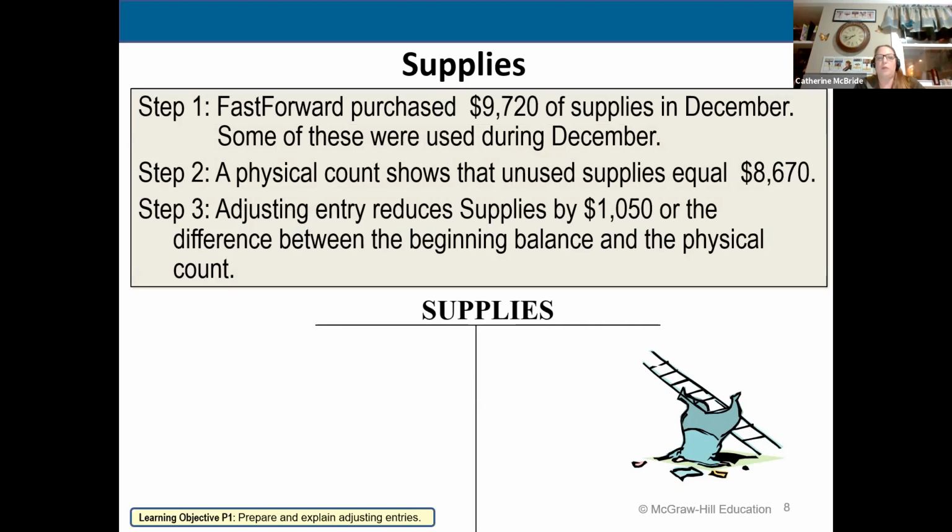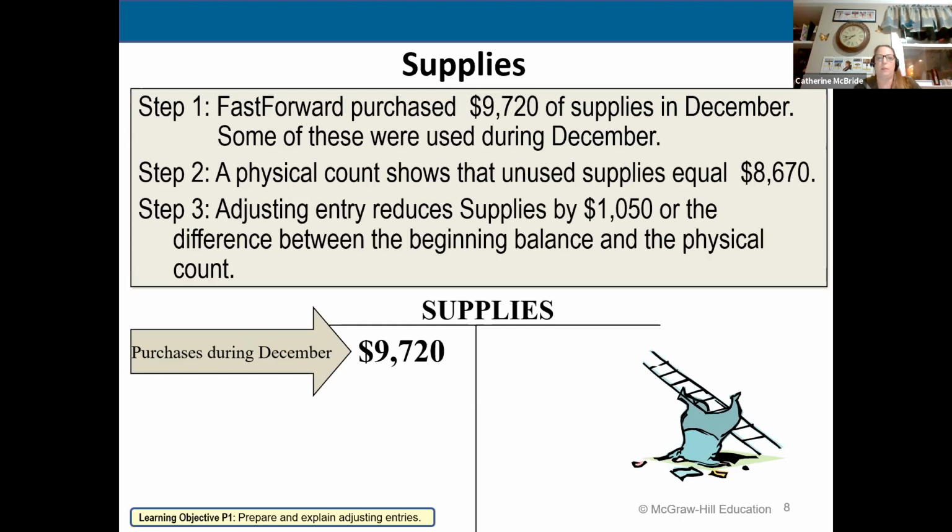Another example of a deferred expense or a prepaid expense is supplies. So there's 2 ways that you're asked about supplies expense. One is that you're told, this is what we started with, this is what we ended with, so how much is the expense? Other times you're just told the expense was X number of dollars. You don't have to figure it out. In this case, we know that Fast Forward purchased $9,720 worth of supplies during December.